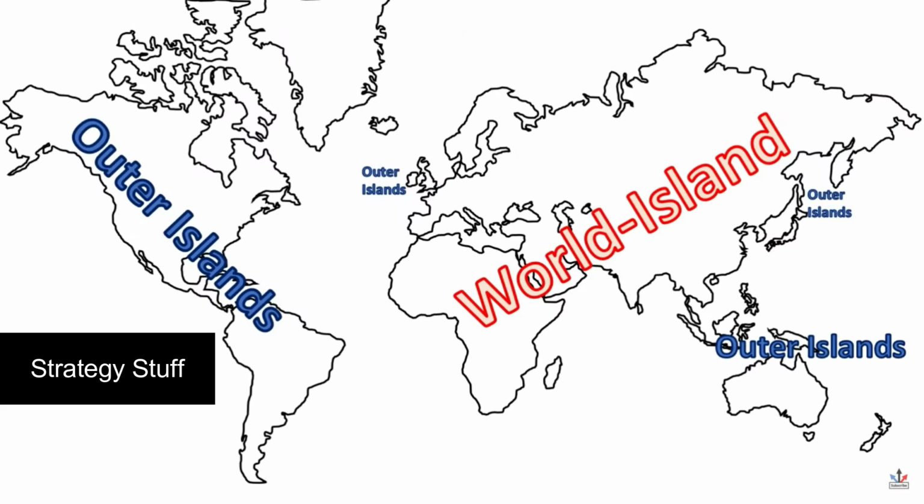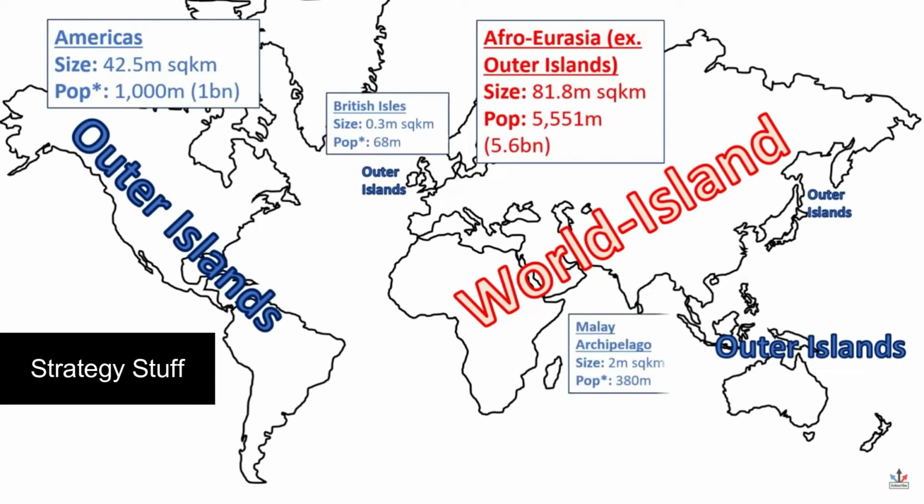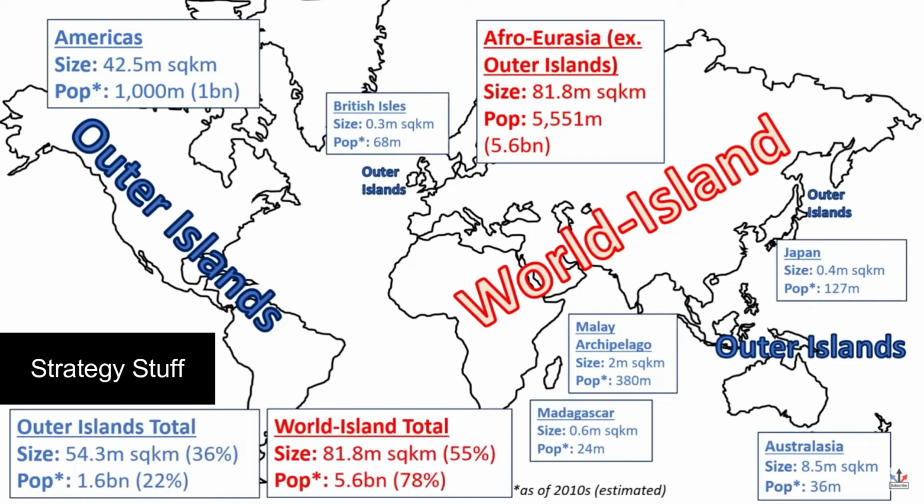So what Mackinder was saying is that the world can be split into two regions. You have the so-called outer islands, which is basically the Americas, Britain, Japan, Australia, etc., and these make up the outer part of the world. Meanwhile, you have the world island. This is basically Afro-Eurasia: Africa, the continent of Europe, and Asia.